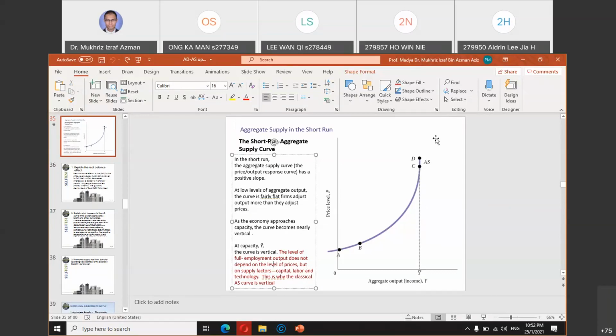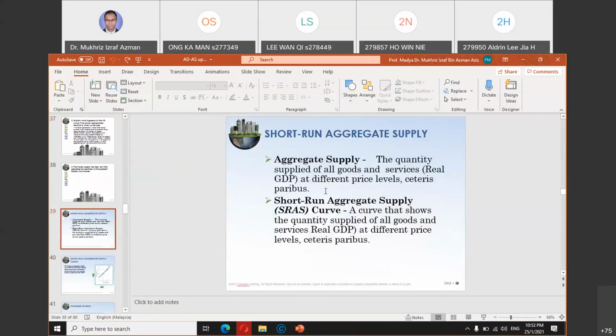So anything that can cause the input or the cost of production to increase, what will happen to the supply curve? Will the supply curve shift to the left or shift to the right? I think you can refer to this one. Usually the shifting to the left or to the right is only on the short run supply curve, because the long run is vertical, so it cannot really move.